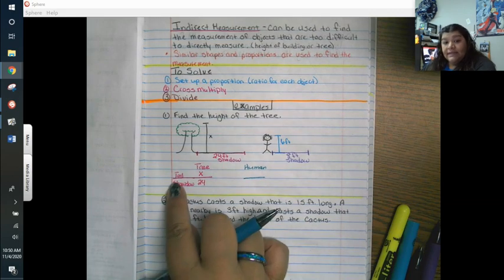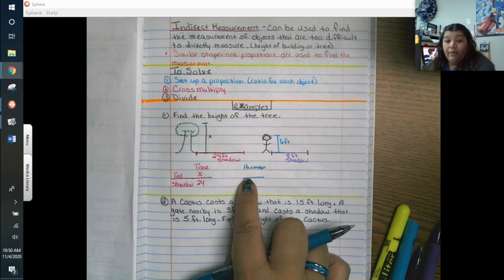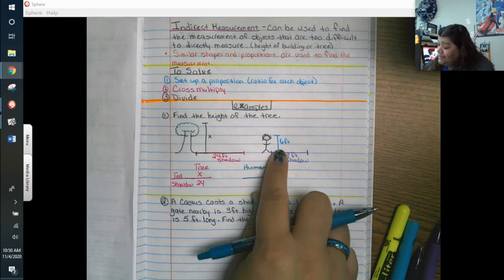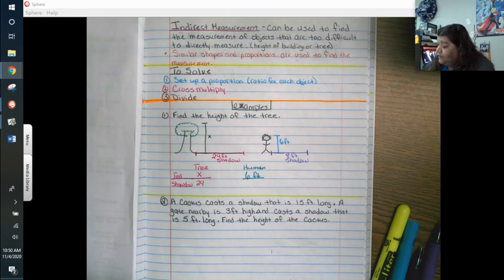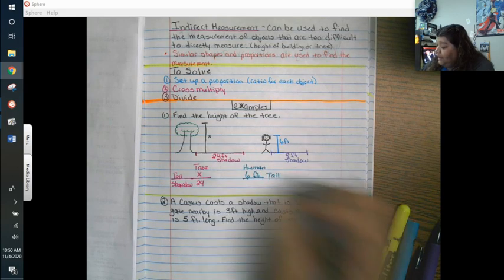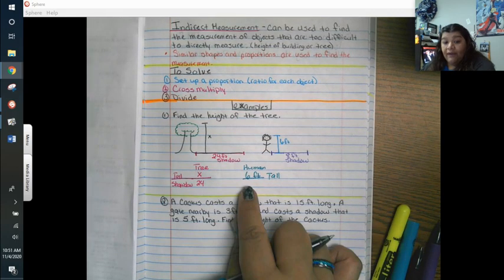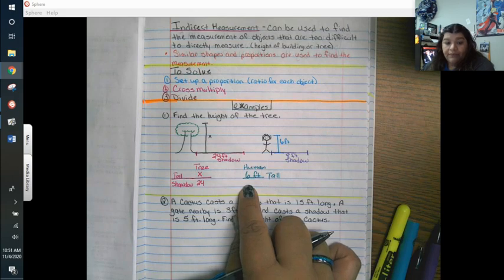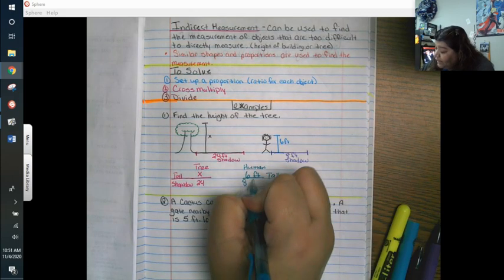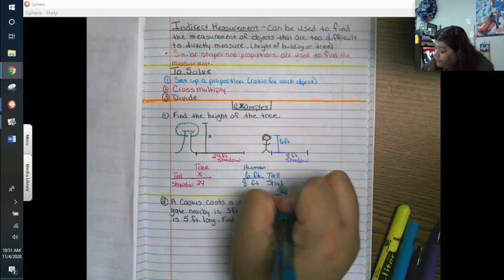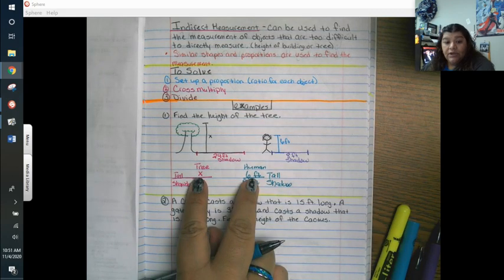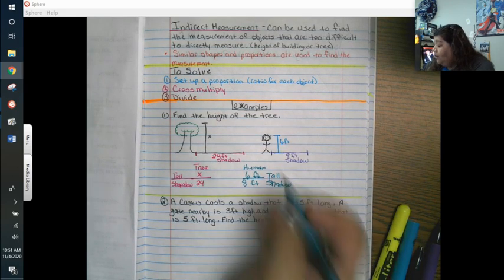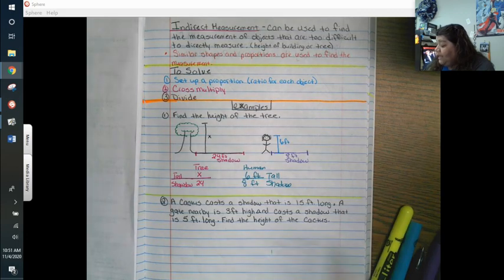Since I put how tall the tree is on top, how tall my human is goes on top. He is 6 feet tall, so that's going to go on top. And since I put the shadow of the tree on the bottom, I have to put the shadow of the human on the bottom. So he's 8 foot, the shadow. They have to be set up the same way: tall, tall, shadow, shadow. Now we can use this information to solve the proportion.